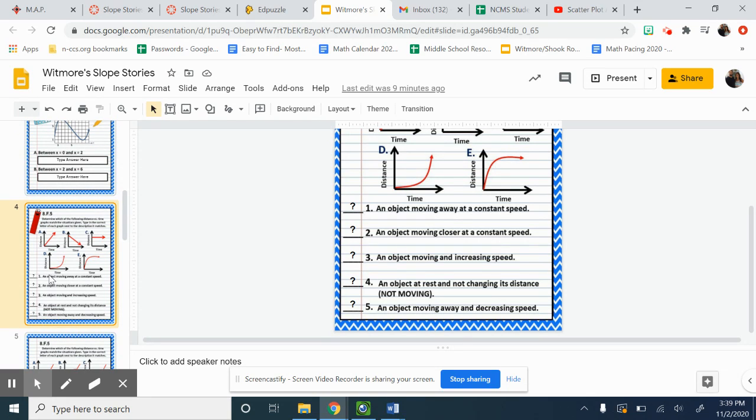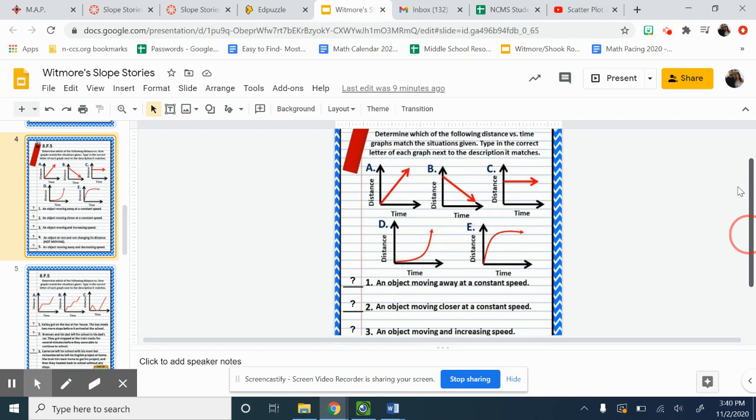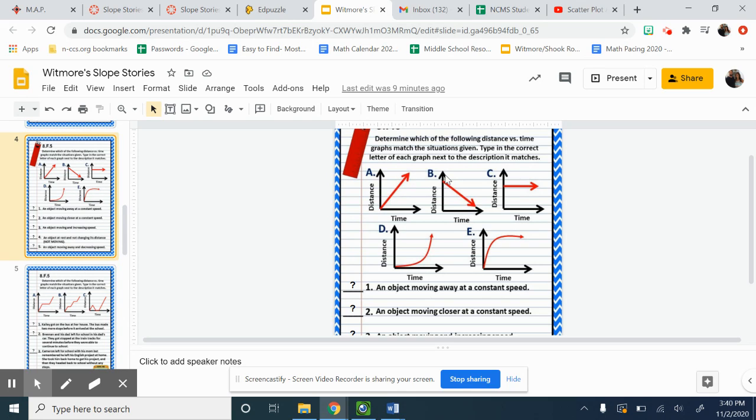Let's look at this one together. Let's scroll up just a second so you can see all of the graphs. And you'll notice that some of these graphs are linear, some of these graphs are nonlinear, and some of these graphs give a constant rate. So 1 says an object moving at a constant speed is moving away at a constant speed. That means the distance is going to get larger. A constant speed is going to be a linear function. So to make our distance get farther away, it's going to go up. It's going to increase. So 1 would be A.